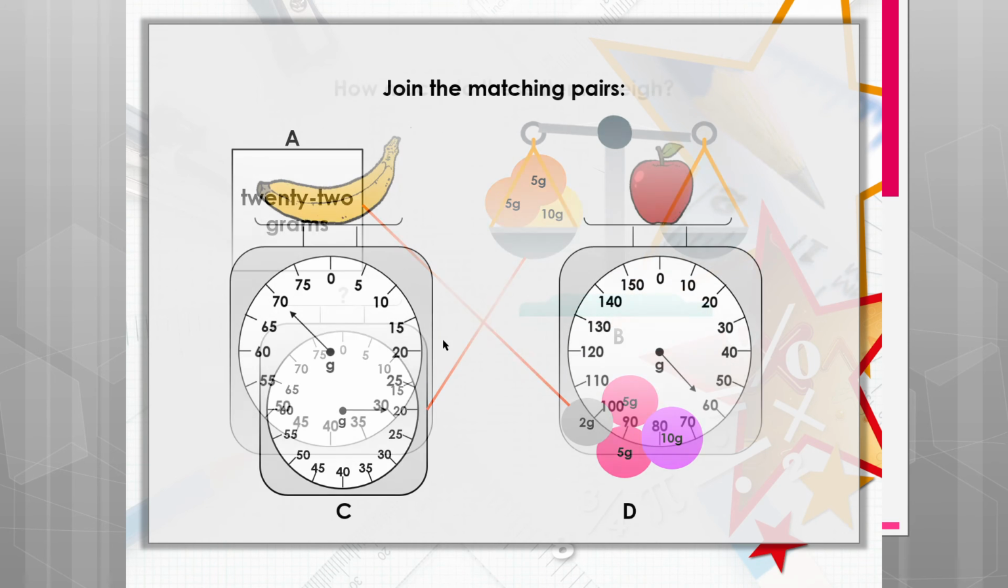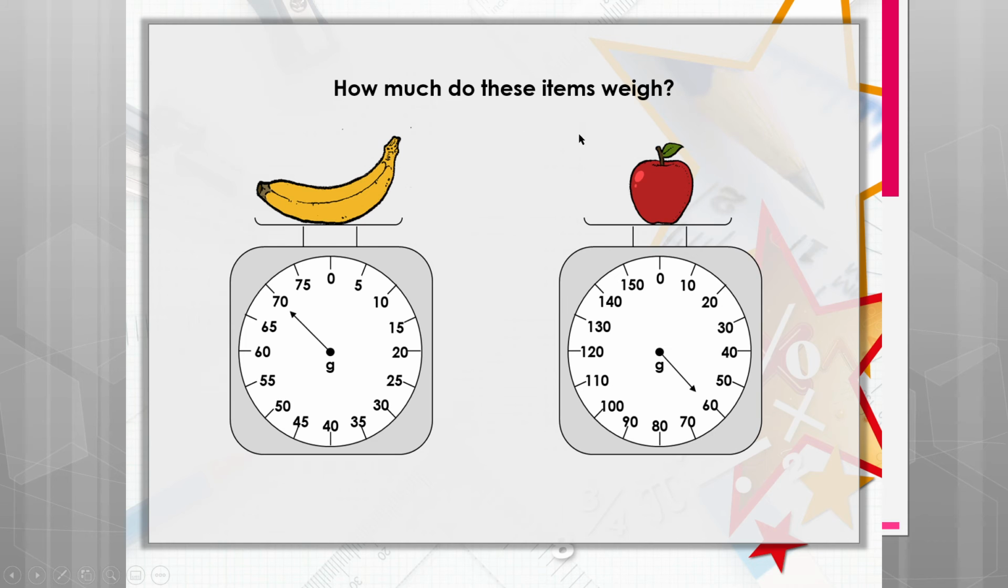Okay, now, how much do these items weigh? We have a banana and we have an apple. So how much do these items weigh? Here in the banana, we will look at the scale. Make sure to say the units. So here the banana would be 70 grams, and the apple it's pointing at 60 grams, so it'll be 60 grams.